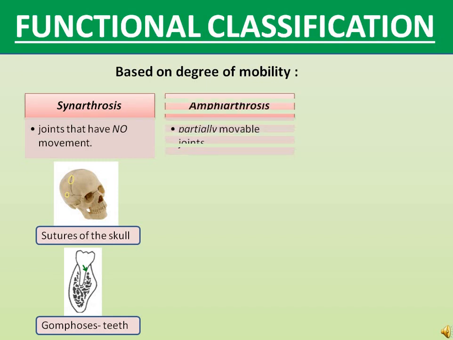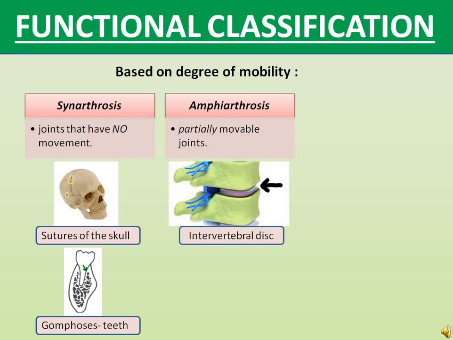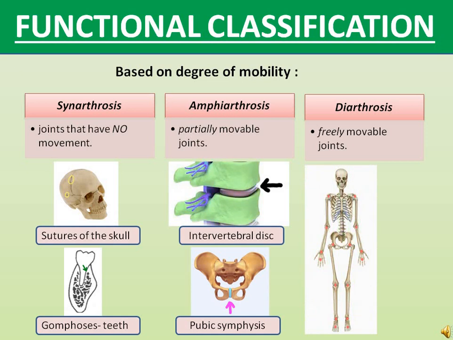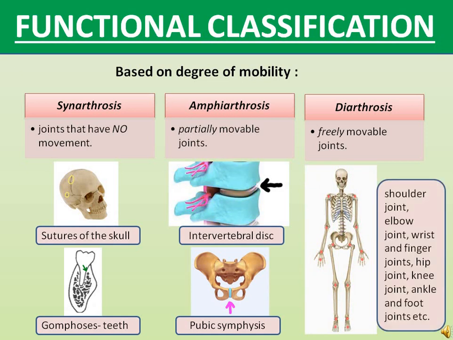Then next we have the amphiarthrosis joints. So these are the partially movable joints, and the examples are the intervertebral disc and the pubic symphysis. Then we have the diarthrosis joints, which are the freely movable joints, and the examples are the joints of the peripheries. For example, we have the shoulder joint, elbow joint, wrist joint, finger joint, hip joint, knee, ankle, foot, and all these peripheral joints.